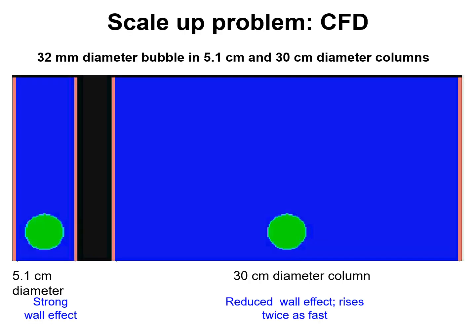Let's do another computational experiment. We take a single bubble of 32 millimeters in size and place it in columns of two different diameters, a 5.1 centimeter diameter column and a 30 centimeter diameter column. And let's have a look at how fast a single bubble of the same size rise in these two columns of different dimensions.